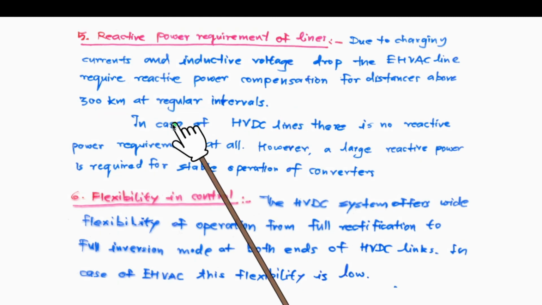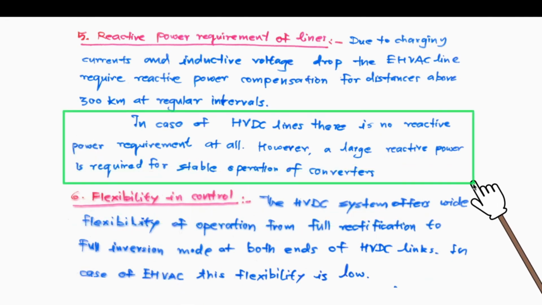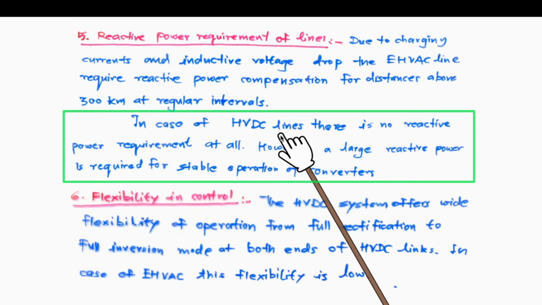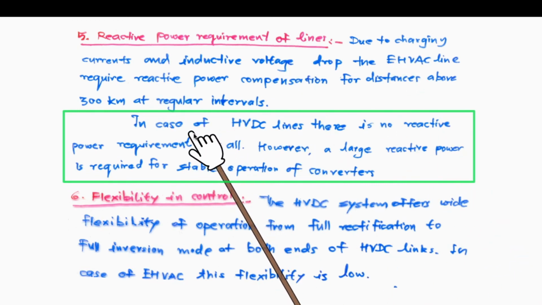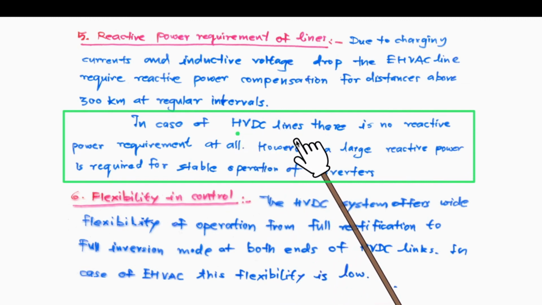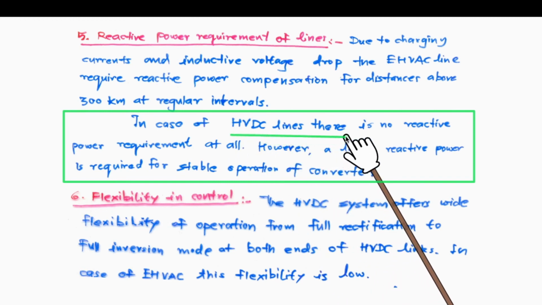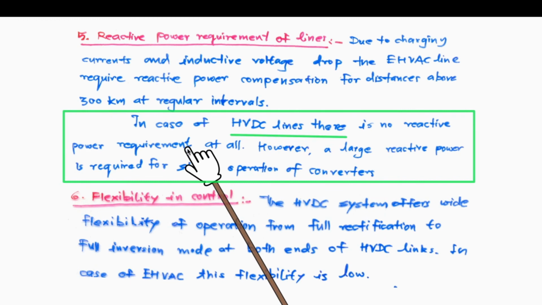But in case of HVDC technology, there is no line inductance, no reactive power requirement as far as the transmission lines are concerned. Lines do not have any inductance or capacitance, so naturally they will not require any reactive power. Line inductance and capacitance will not affect.